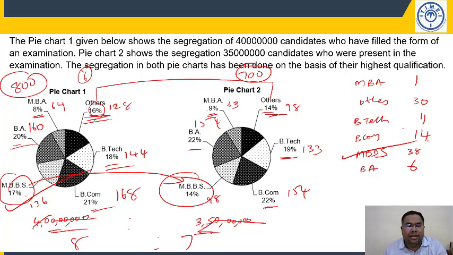So for others and MBBS there is a drop. Logically I can say MBBS 17 to 14, others is only 16 to 14. Without putting pen on paper I can answer. Still, if you want to answer, you can do this also.